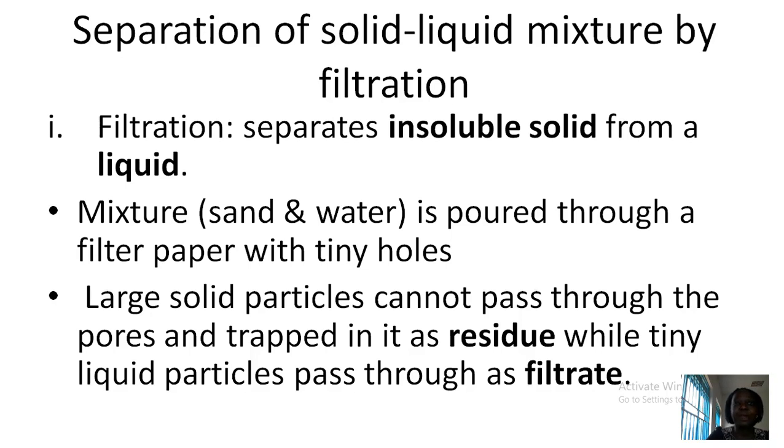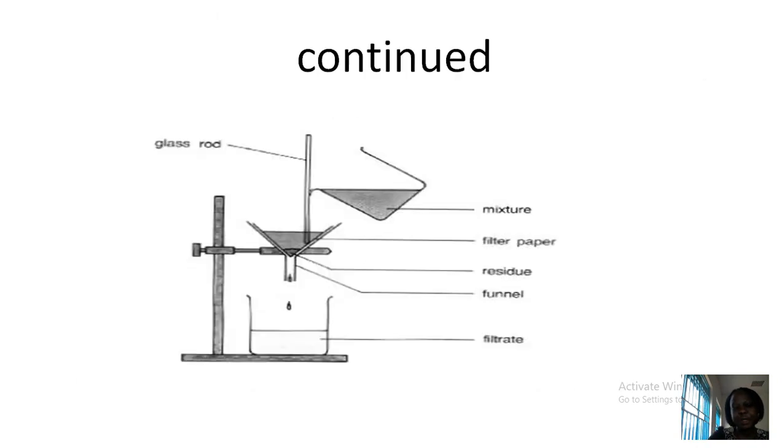Usually a filter paper has very tiny holes that cannot be seen with our naked eyes. So you find that the large solid particles of sand cannot pass through the tiny pores of the filter paper, so they are trapped and they remain as the residue, while the tiny liquid particles will pass through and they are known as the filtrate.